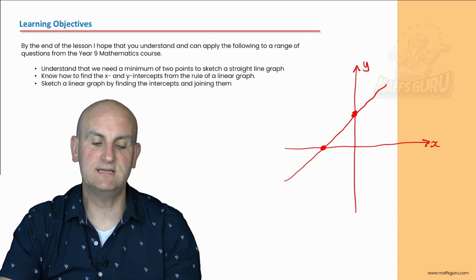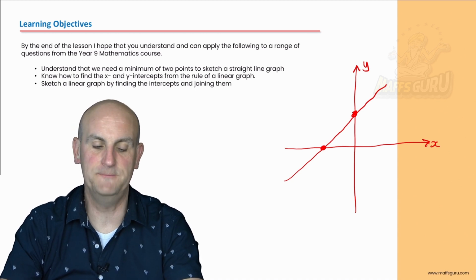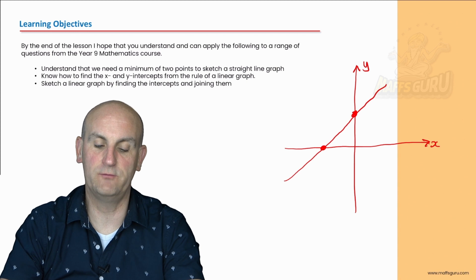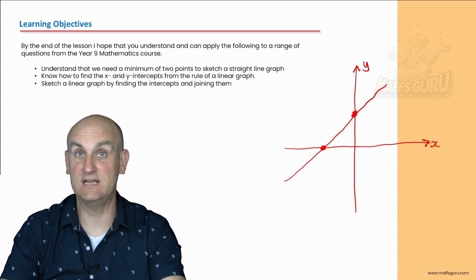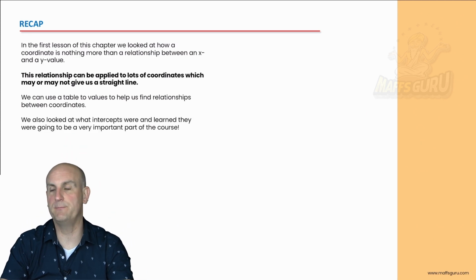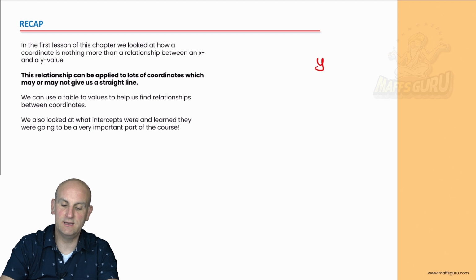So we're going to understand that we need a minimum of 2 points to sketch a graph. Hopefully you should know that already. Know how to find the x and y intercepts from a rule of a linear graph. Again, we should be able to do that and then sketch it, right? So a lot of this is building on that previous video. All of this deals with linear relationships.